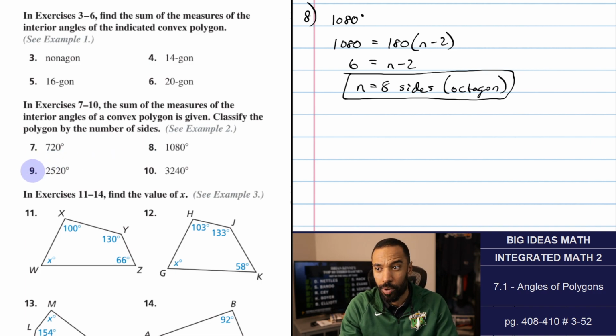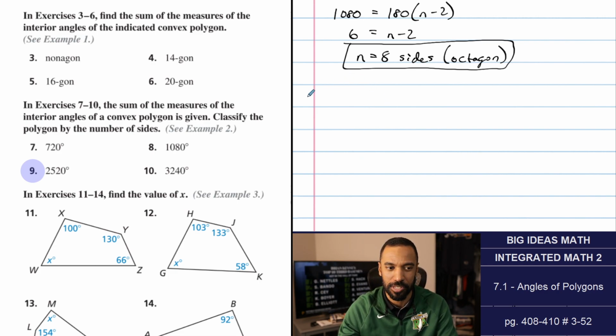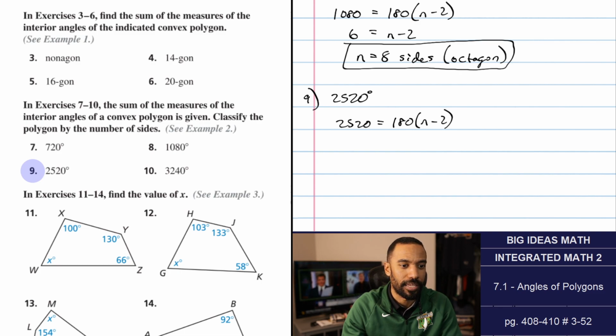Number 9, 2520. Well, we just saw that one on problem 5. I think it's the 16-gon. I think this answer is going to be 16. Let's check this out. 2520 degrees. So set it equal to 180 times n minus 2. I'm just going to confirm on the calculator. 2520 divided by 180.